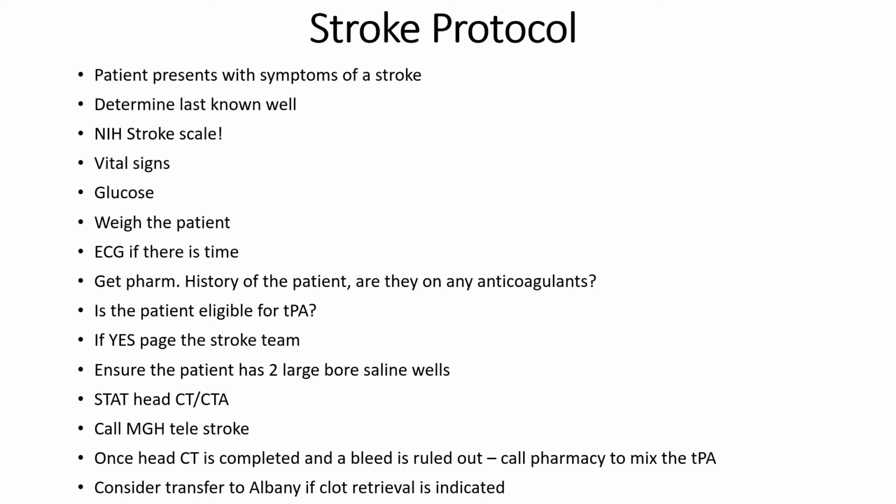We want to do vital signs. We want to know the blood pressure. We want to get a glucose. Remember how important glucose is. Hypoglycemia shows the same exact signs as a stroke. We want to get the weight of the patient, because if they can get that TPA, the pharmacy will need to make that medication specifically for that patient depending on their weight. If there is time, maybe get an EKG. We want to know if there are any heart rhythms that may be causing clots that would show ischemia.